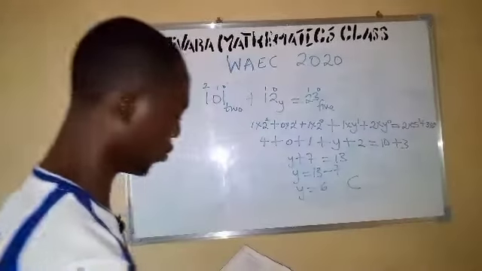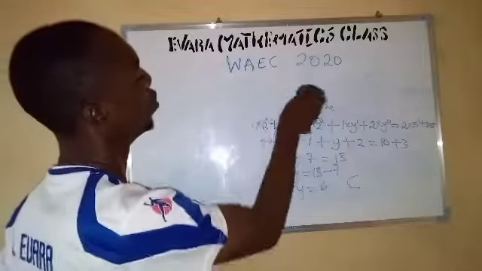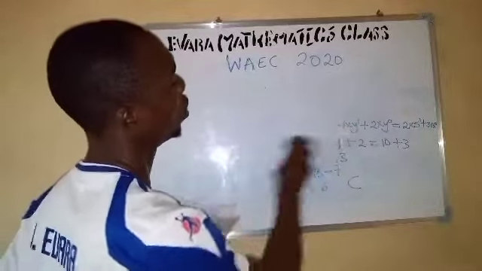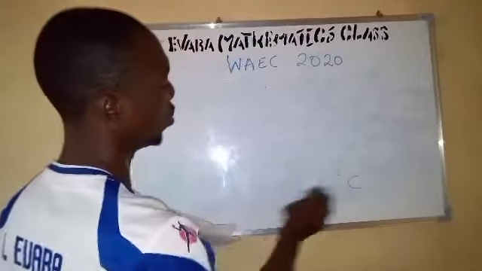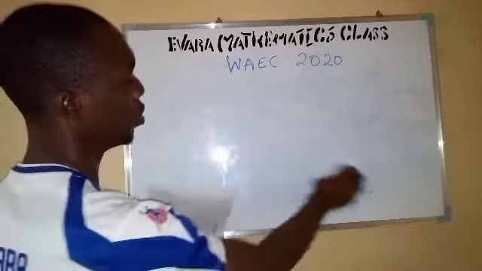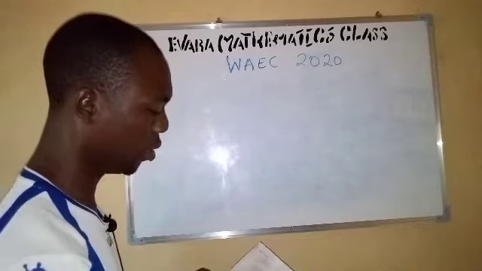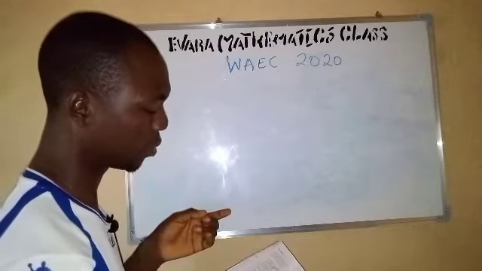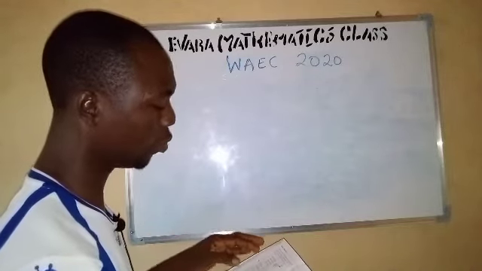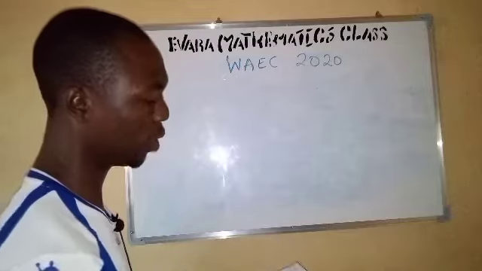Let's take question number 7 before we round off this lesson. Question number 7. This one says an amount of 550,000 naira was realized when a principal X was saved at 2% simple interest for 5 years. Find the value of x.